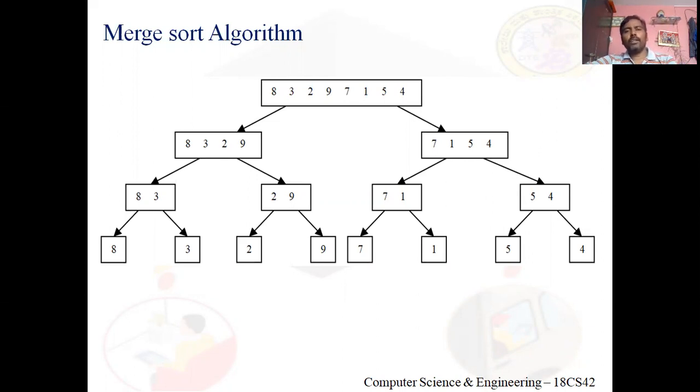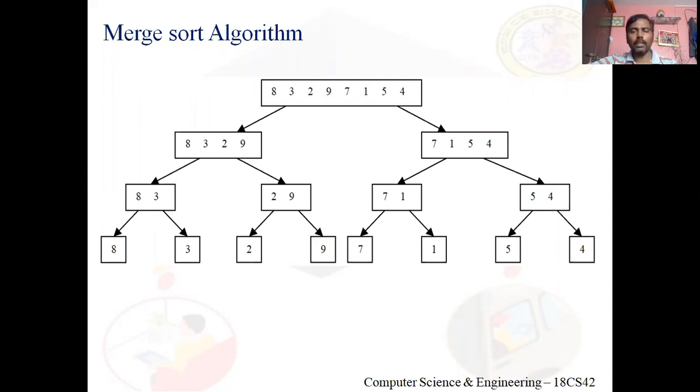So what to divide? Let me say, listen. Look at the second level, the left node with 4 elements: 8, 3, 2, 9. What is low? 0. What is high? 3. 0 plus 3 by 2 is nothing but 1. 1 is the mid now. So again, two parts. Elements at indices 0 to 1, that is 8 and 3, are one part. Elements at indices 2 to 3, that is 2 and 9, are the second part.